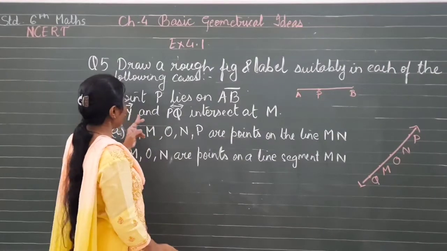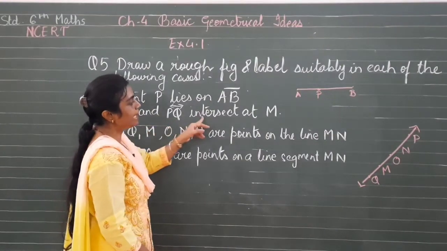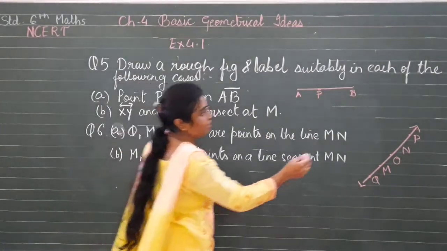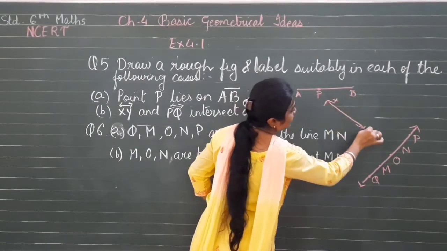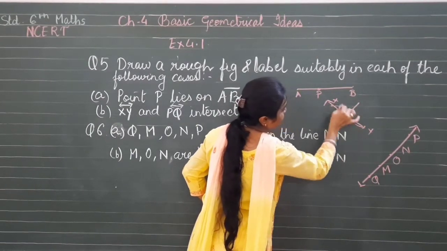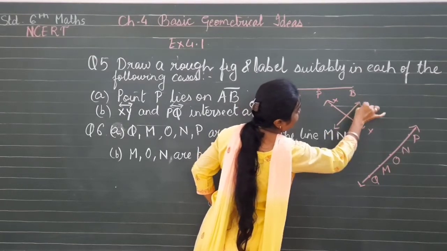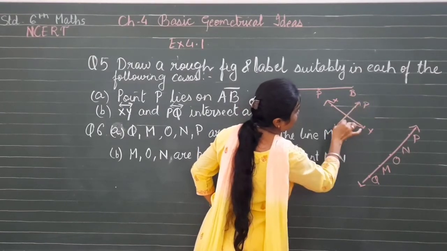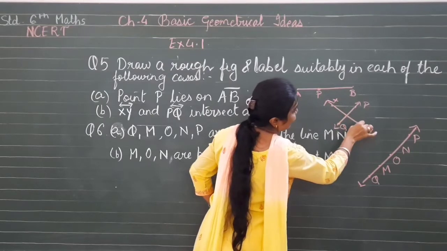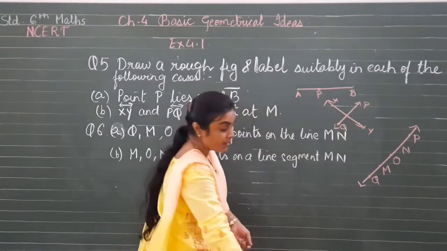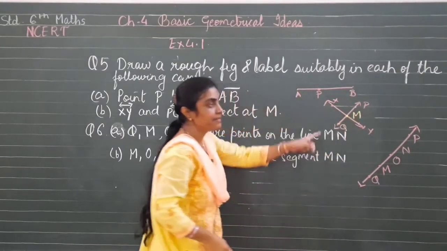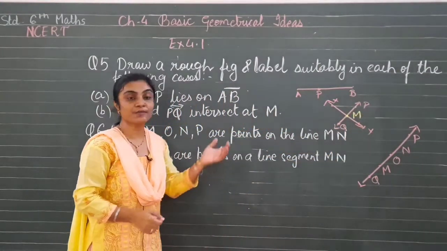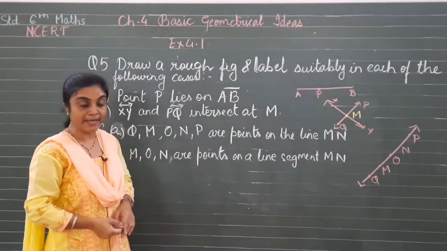Second, line XY and line PQ intersect at M. So I am drawing line XY and line PQ. Line XY and line PQ intersect at point M. That means they meet at M. The rest of the sums you can do by yourself.